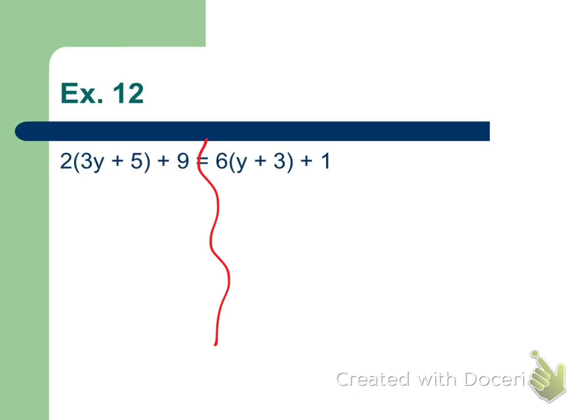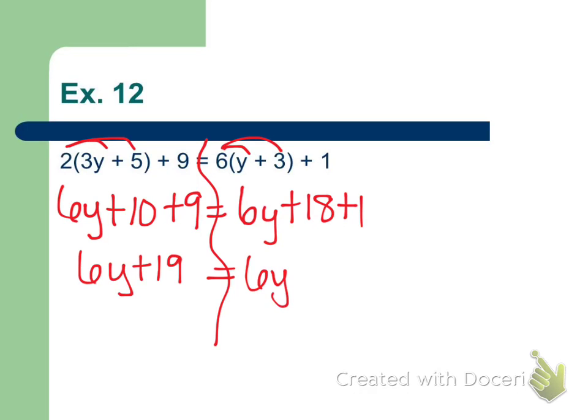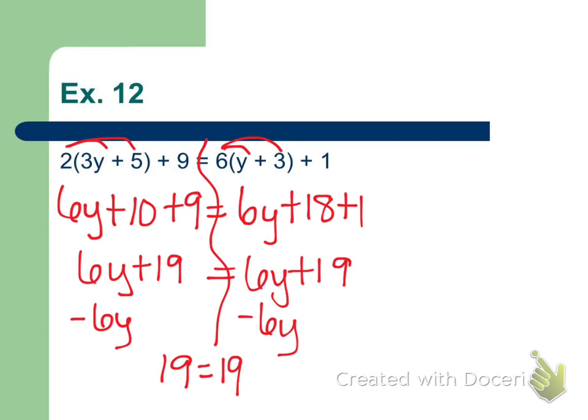All right, on this example, again, the first thing we're doing is distributing. 6y plus 10 plus 9 equals. We distribute the 6, we get 6y plus 18 plus 1. We combine like terms. 6y plus 19 equals 6y plus 19. If we go to subtract our variable, we subtract 6y on both sides. We're left with 19 equals 19. Because that is a true statement, they do equal each other. Our answer is all real numbers.